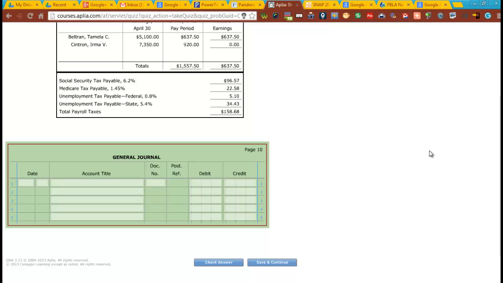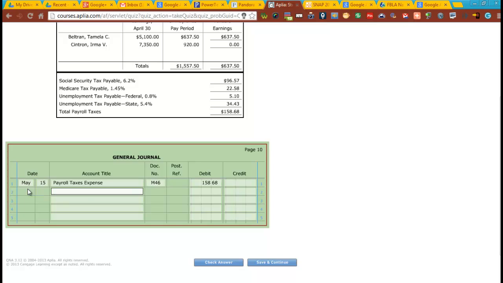Okay? So let's go ahead and put the date in there. The date is going to be May 15th. Got that from the directions. And I'm going to do payroll taxes expense. My source document is going to be M46. And payroll taxes expense is going to be debited 158.68.